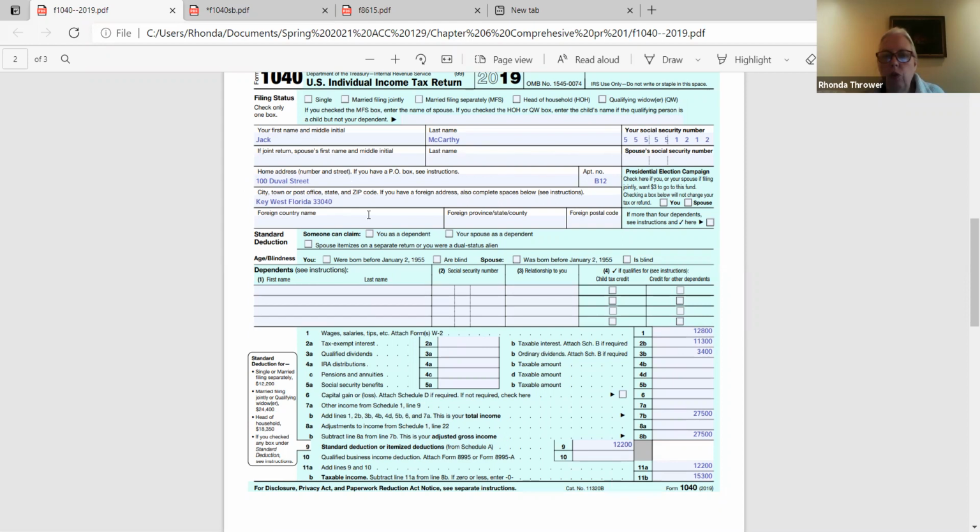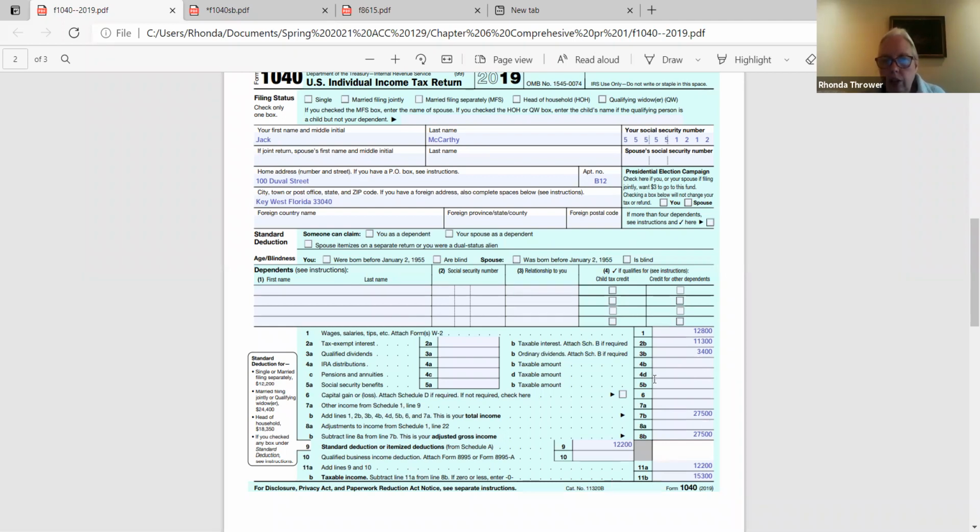This is his home address. All of this information is given in the problem. So line 1 is 12,800. That comes from your W-2 form. Line 2B comes from Schedule B that we just went over, and line 3B comes from Schedule B that we just went over.